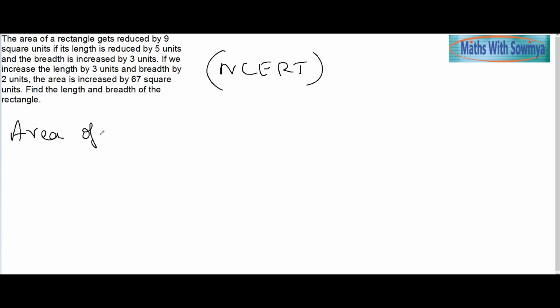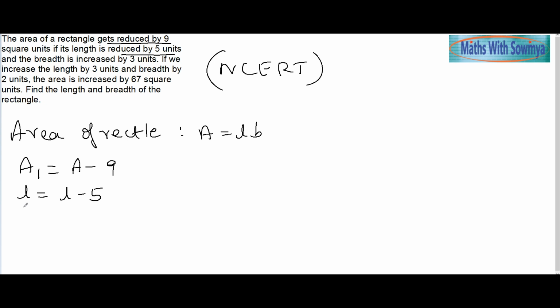Now, simple. First you take the area of the rectangle. Area of rectangle will be L into B always. Now, what will be the new area? The new area is reduced by 9, that means whatever was my old area minus 9 square units. And when will this happen? When the length is reduced by 5, that means L minus 5, and breadth is increased by 3 units. So, what will be my new area? Length into breadth.